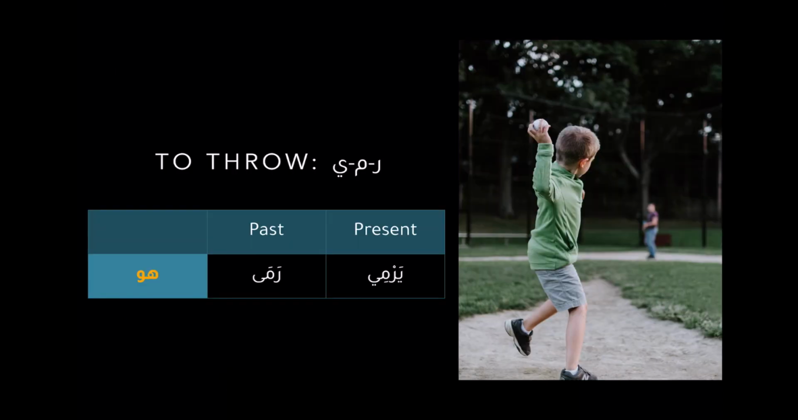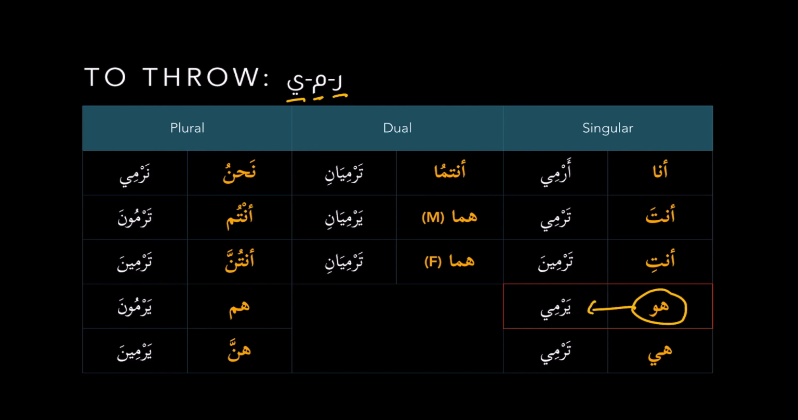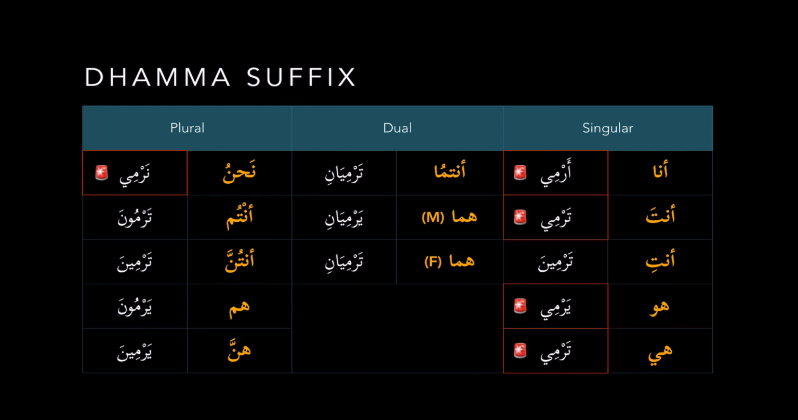Now let's take a look at the verb rama yermi, which means to throw. This is an example of a defective verb with a ya as the final radical. Now if we look up the root rama ya in the dictionary, we get that the huwa conjugation is yermi. And so like magic, we fill out the chart and we notice that again, all the conjugations that have a dhamma in the suffix lose their dhamma, like in ana, anta, huwa, hiya, and nahnu. Let's take a close look at the ana conjugation to see what's going on.